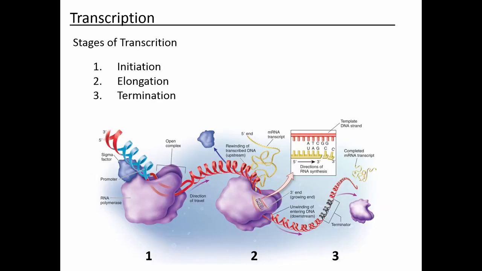Okay. So we're going to split, let me see what I put next here. Okay. We're going to split transcription up into 3 stages. And what we're going to start with is talking about what happens regardless of whether you're in a prokaryotic cell or a eukaryotic cell. We're going to talk about what happens during each of the stages. And so we're going to start off with the initiation stage. The first thing that has to happen in the initiation stage is RNA polymerase binds to the promoter.